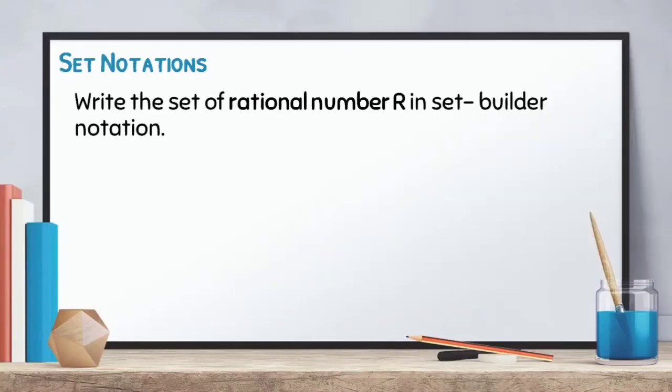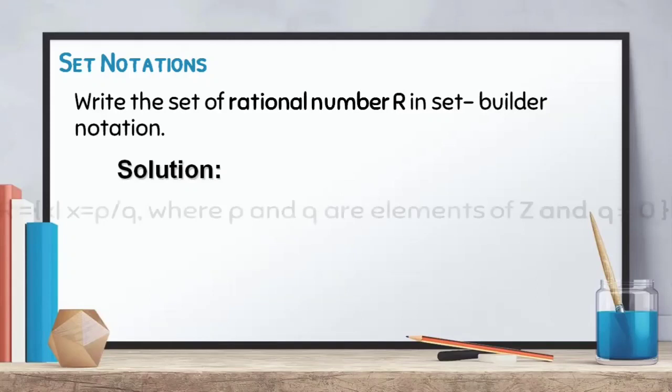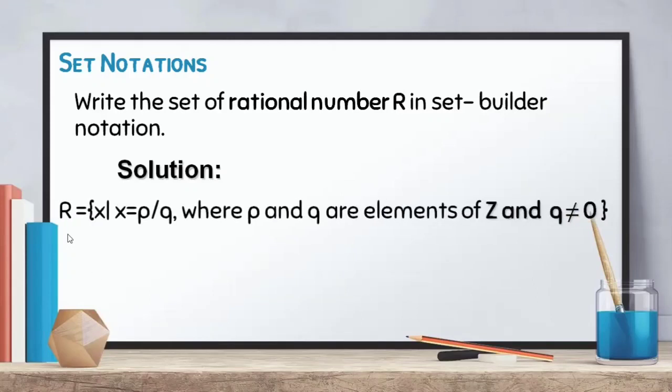Okay, so this time we're going to write the set of rational numbers R in set builder notation. So for our solution, that would be capital letter R is equal to X, right? So our X there is an element of our rational numbers, right? And there will be a condition such that X is equal to P over Q. Why is it that we are equating X as equal to P over Q? What do you think?